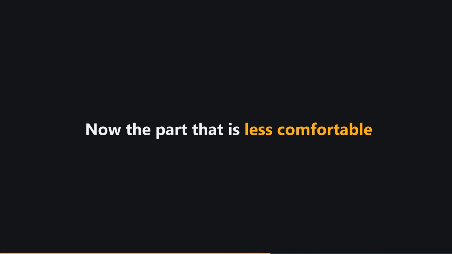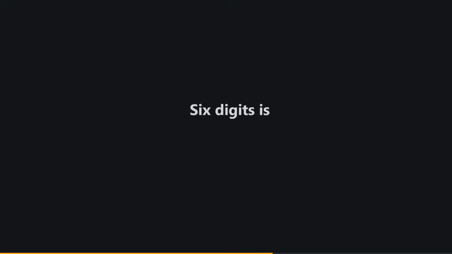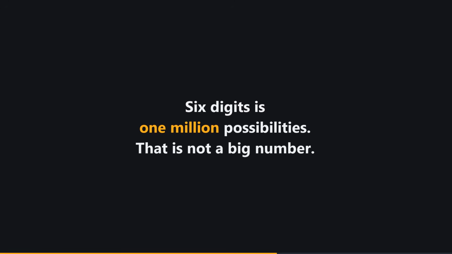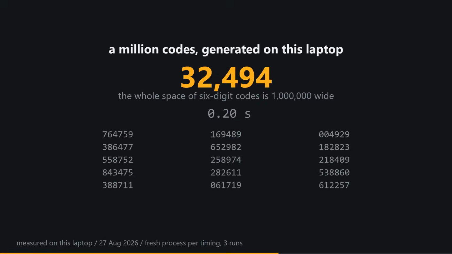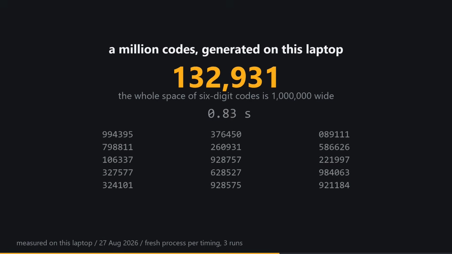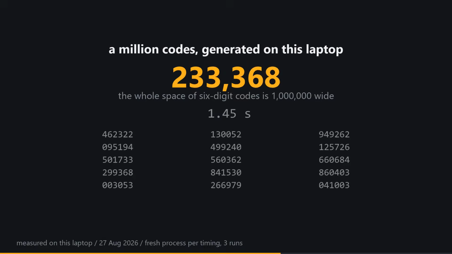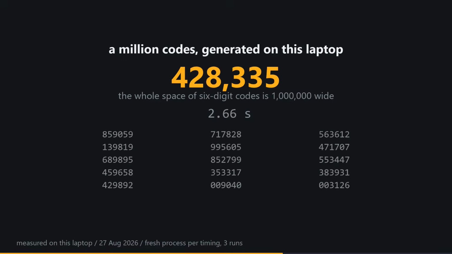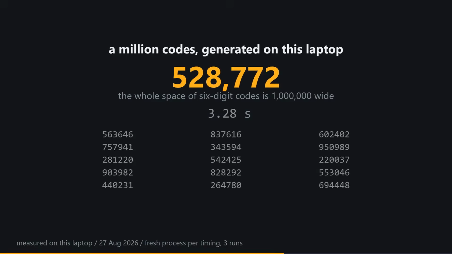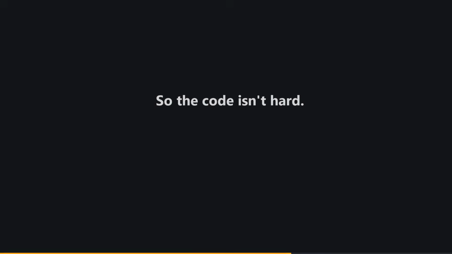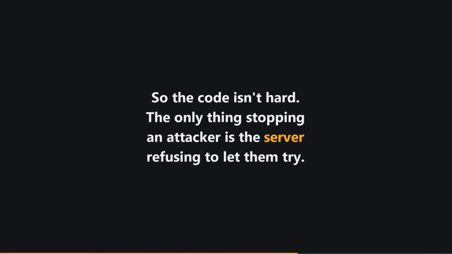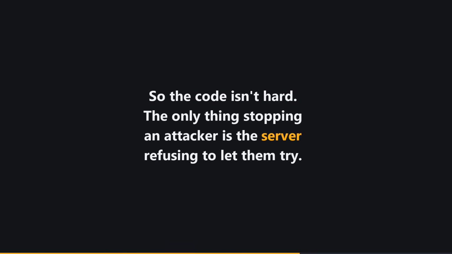Here is the part that is less comfortable. 6 digits is 1 million possibilities. In security terms, that is not a big number. So I generated 1,000,000 codes on this laptop. Not 1,000,000 guesses at anybody's account, just 1,000,000 codes, to see what producing them costs. The slowest of 3 runs took just over 6 seconds. So the code itself is not hard to produce. The only thing standing between an attacker and your account is the server refusing to accept thousands of attempts.